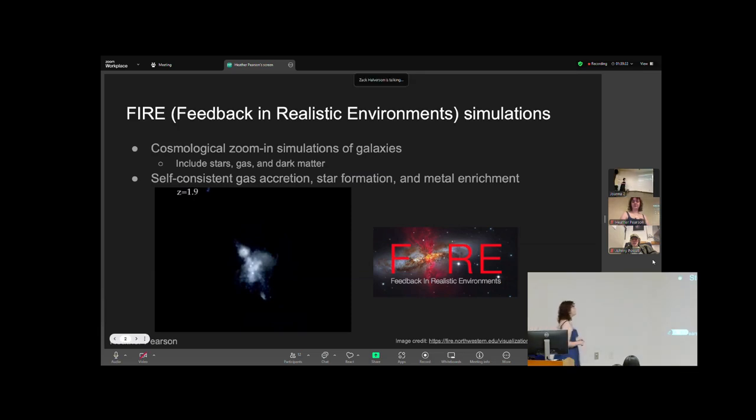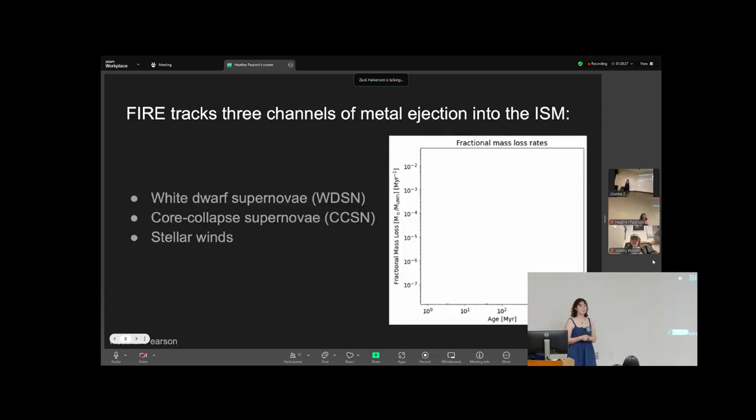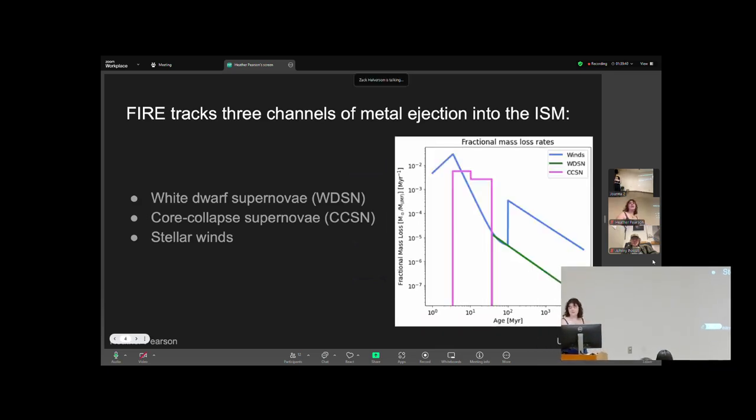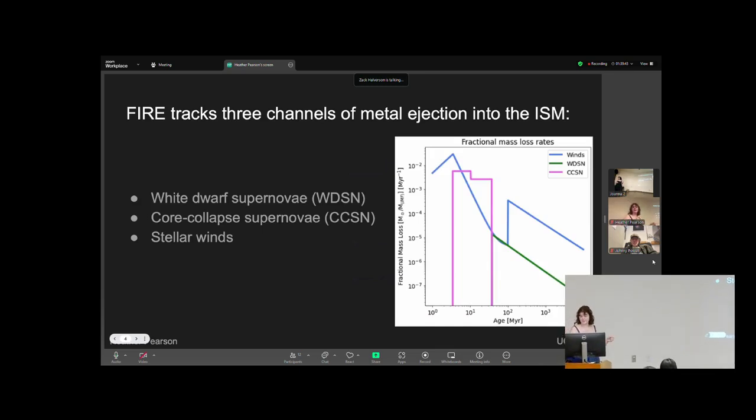So FIRE tracks 3 channels of metal ejection into the ISM: white dwarf supernova, core collapse supernova, and stellar winds. And I'm going to show you the fractional mass loss rates for these 3 channels, but first I'm going to introduce the axes. So we have age on the x-axis and fractional mass loss on the y-axis. And as you can see, we have winds that are present for the entire lifetime of the star. And then we have core collapse supernova turning on after about 3 million years and turning off after about 37 million years. And white dwarf supernova turning on right after the core collapse supernova turned off and following the power law.